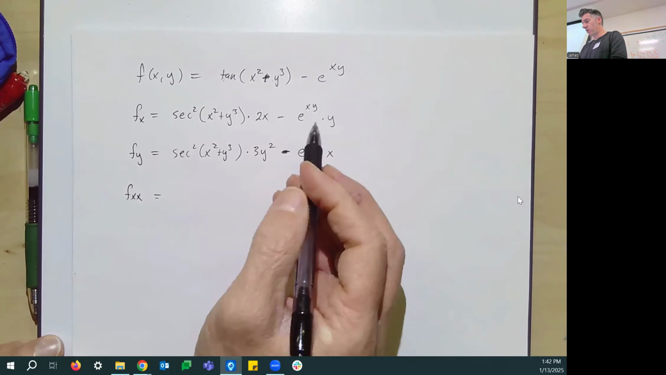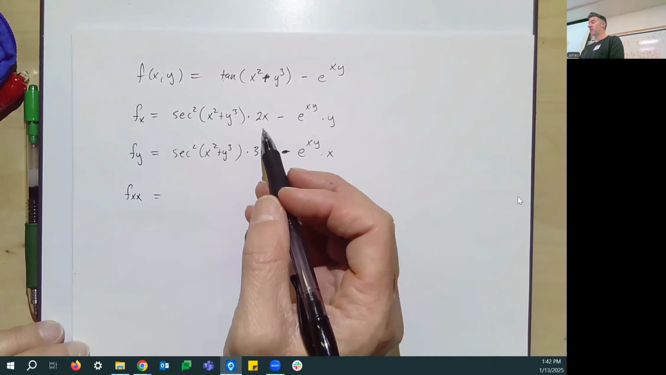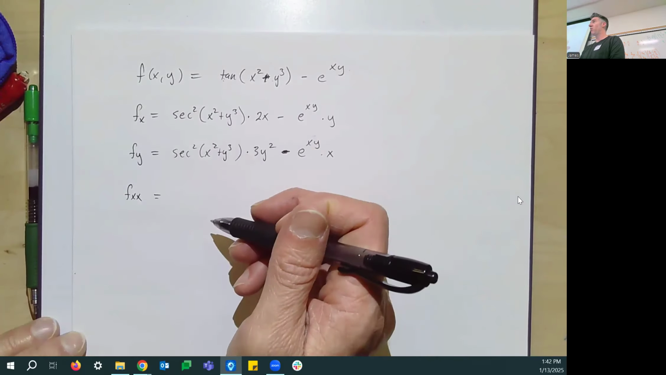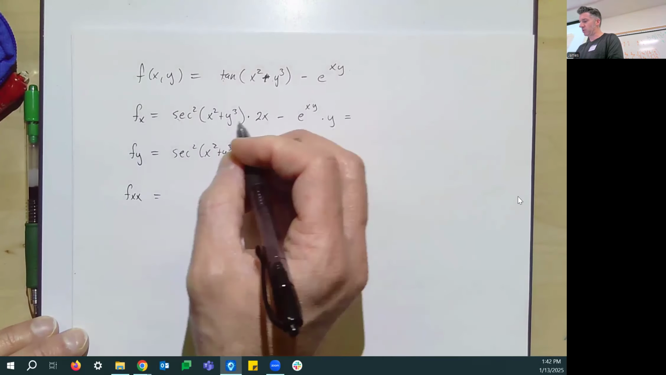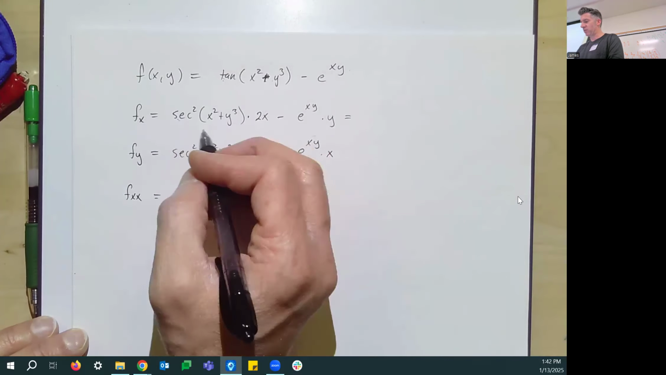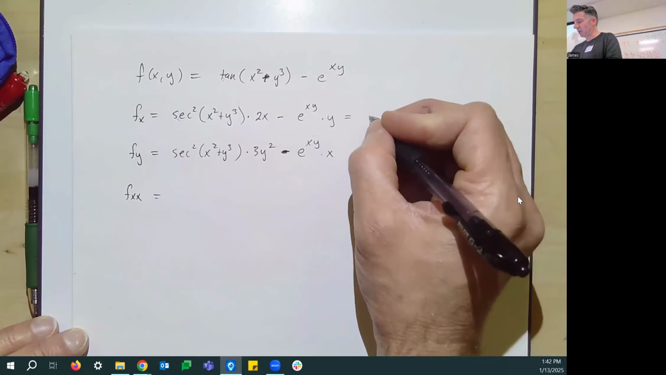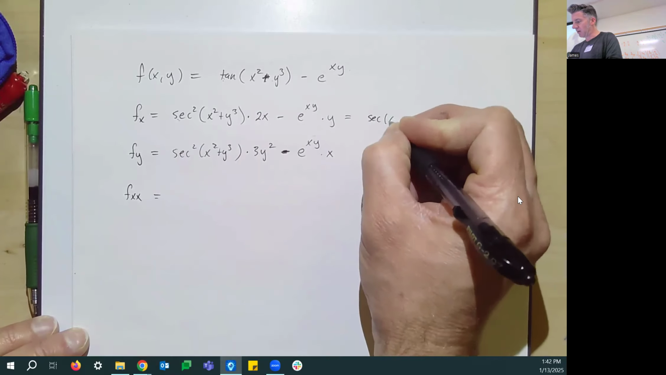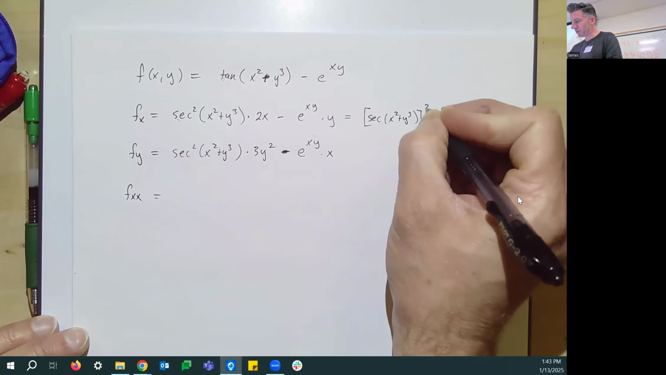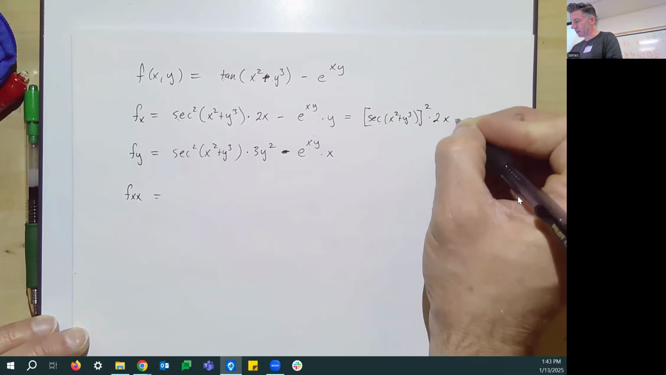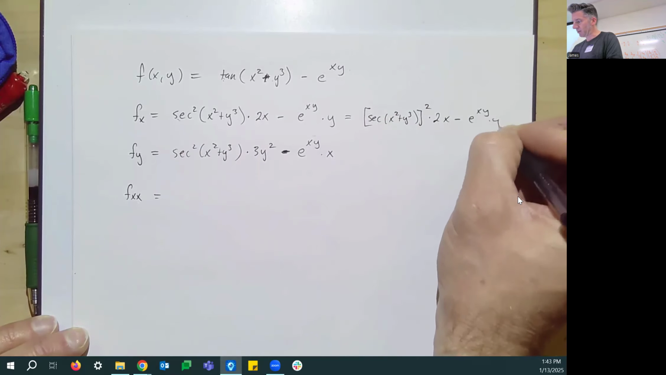fxx. So again, I'm looking at fx. I'm just thinking about taking the derivative of that with respect to x, which is going to be kind of gross. Make sure you recognize that when you take the derivative of secant squared of some stuff, I'm really thinking of that as secant of (x squared plus y cubed) quantity squared times 2x minus e to the xy times y.